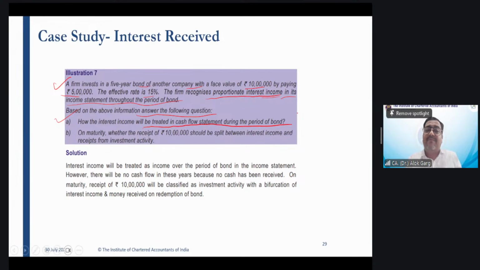How will this interest income be treated in the cash flow statement during the 5-year period, during the period of the bond? Tell me. Is there any adjustment of interest income? Is there any treatment of this interest income?